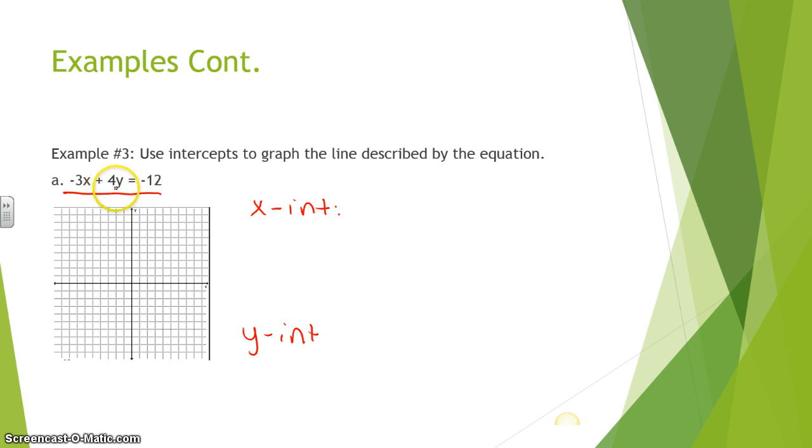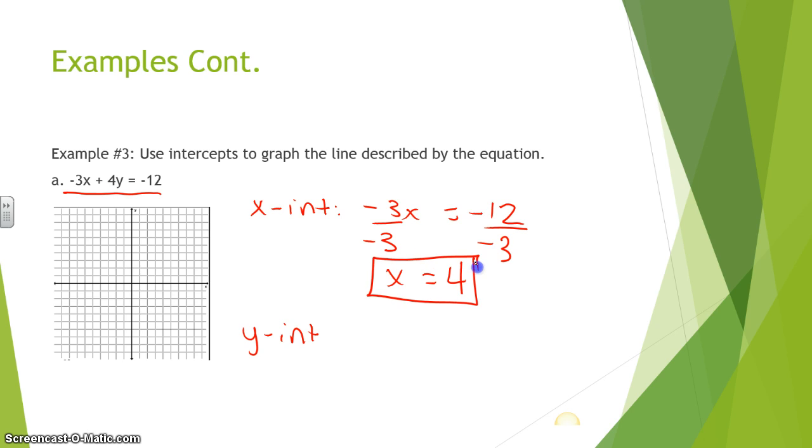Remember, to find my x-intercept, you're plugging 0 in for y. So 4 times 0 would give me 0. So to solve, I have negative 3x equals negative 12. Divide negative 3 to each side, so x is going to equal negative 12 divided by negative 3, which gives me positive 4. So my x-intercept is 4.